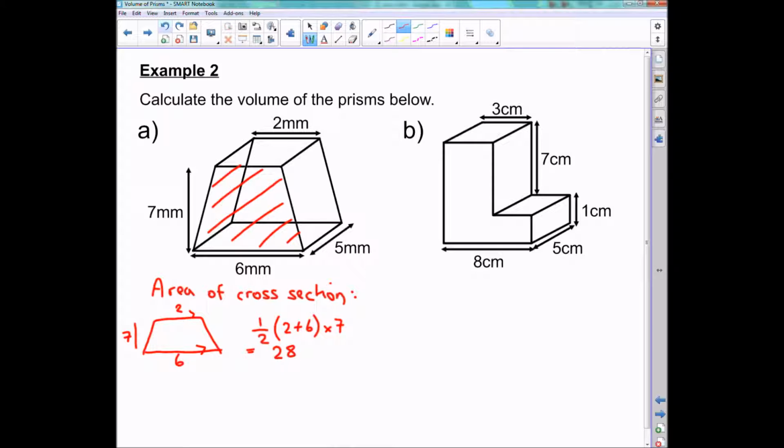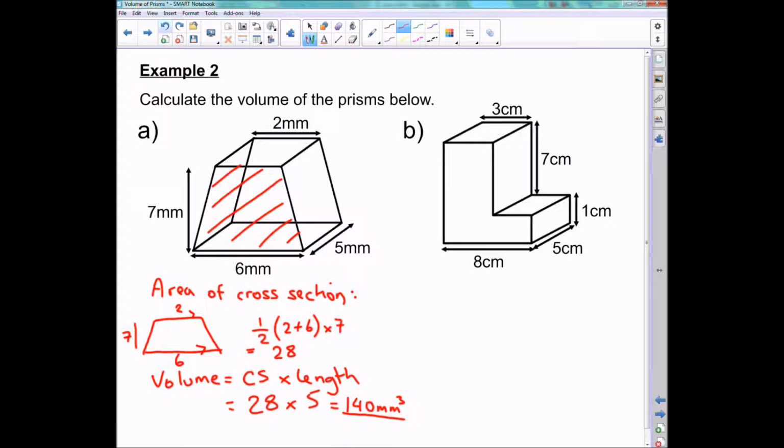So now to do the volume, I need to do the cross section times the length. So my cross section in this case is 28, my length is 5, so I just need to do 28 times by 5, and I get a volume of 140 millimeters cubed.